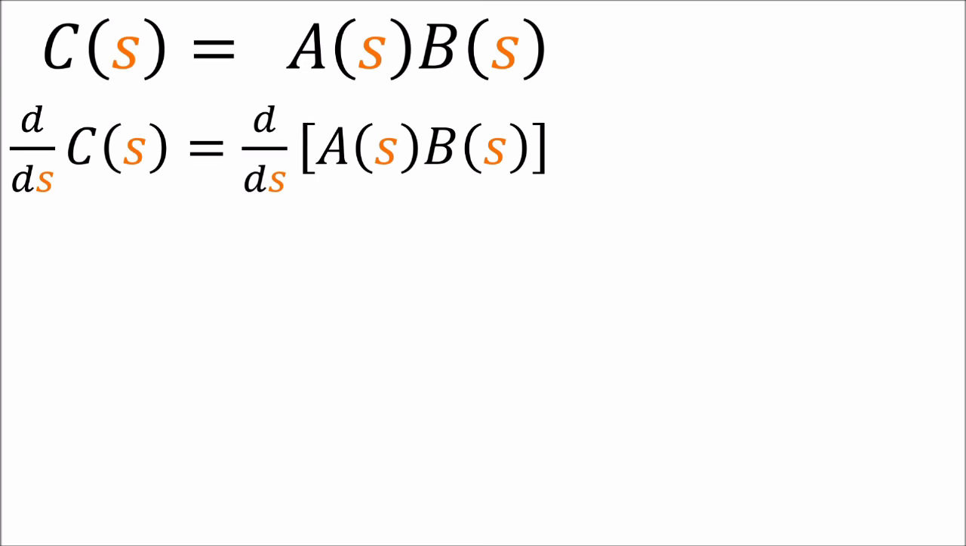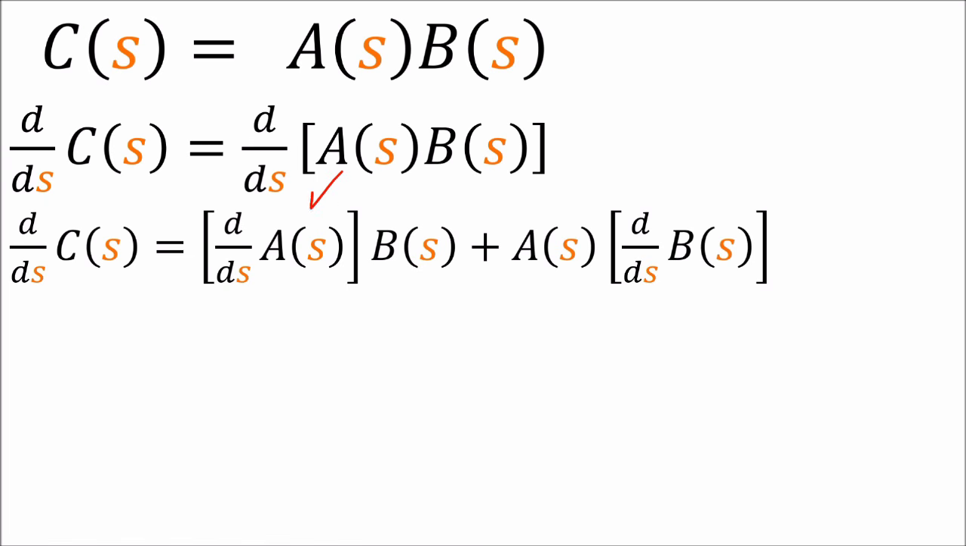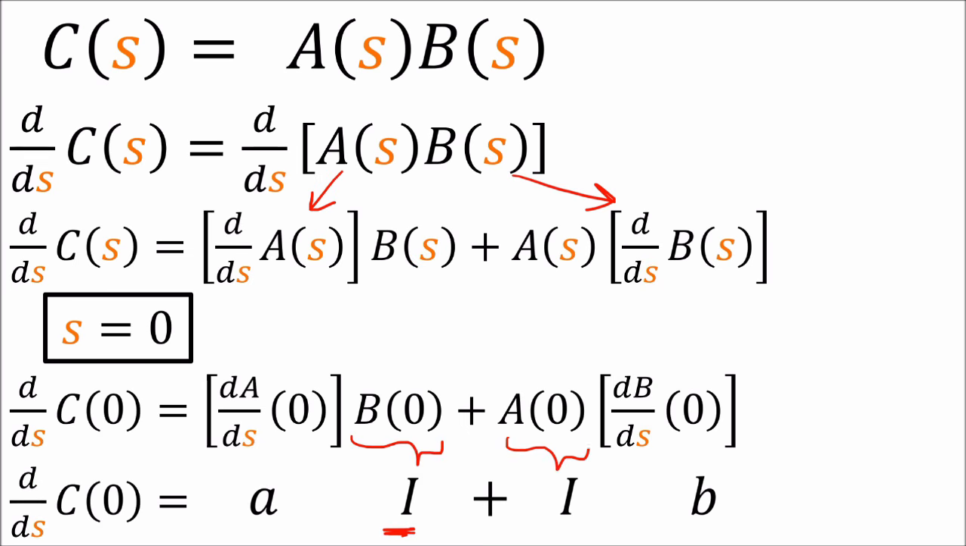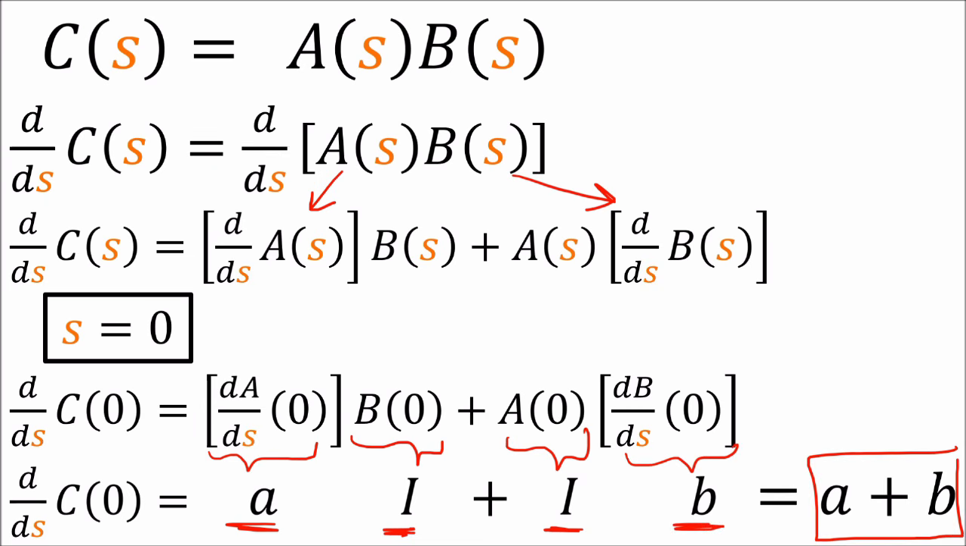Let's take the derivative of both sides and set s to 0. On the right side, we use the product rule. When we set s to 0, b of s and a of s just become the identity element. And when we look at the derivatives at s equals 0, we get the generators a plus b. So we see the sum of tangent vectors small a plus small b gives another tangent vector, which is the vector tangent to the curve c of s at the identity.